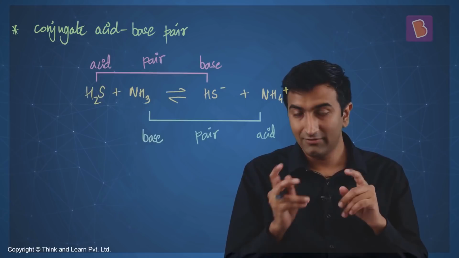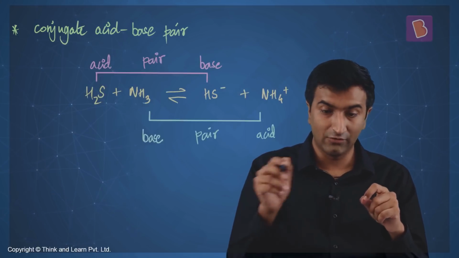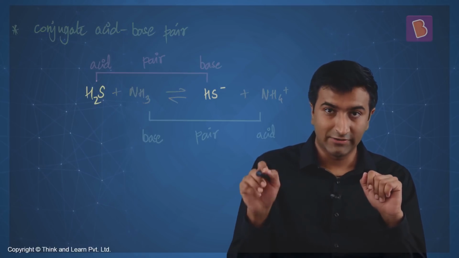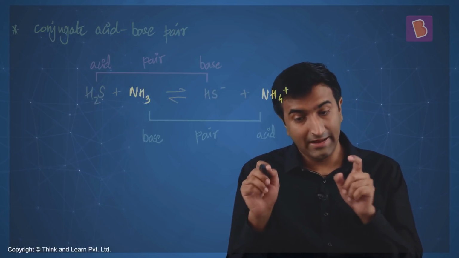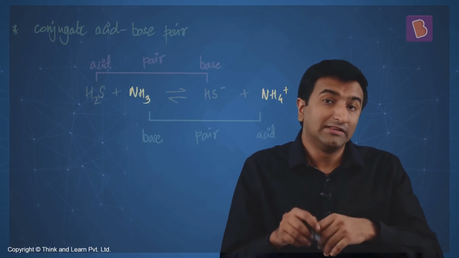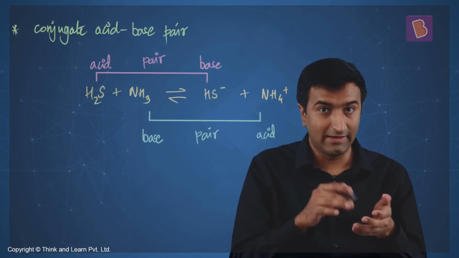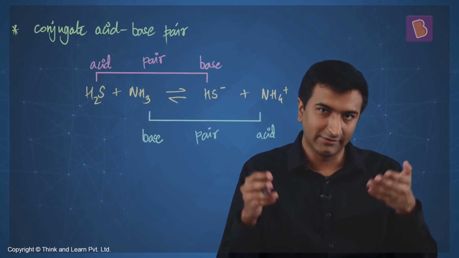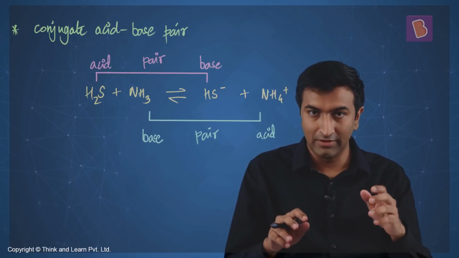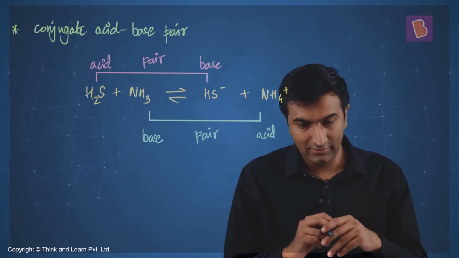So basically, things form a conjugate acid-base pair if they differ by an H plus ion. You see that over here, the pink line and the blue line denote that. So H2S and HS minus differ by an H plus ion, and NH3 and NH4 plus also differ by an H plus ion, so they are conjugate acid-base pairs. The one that has an extra H plus ion is the acid. The one that is deficient is the base. Okay, simple idea. Try and remember it using this instead of any other way. They always come in pairs, conjugate acids and bases.